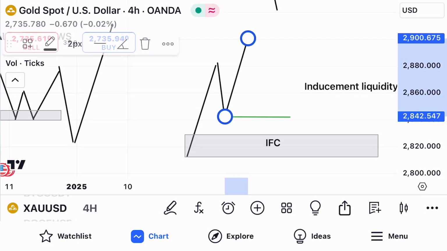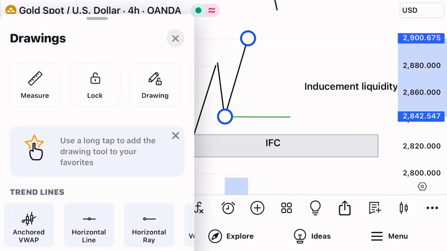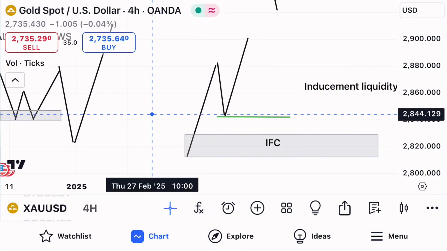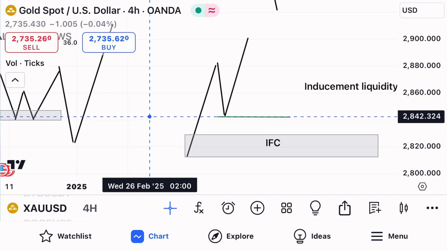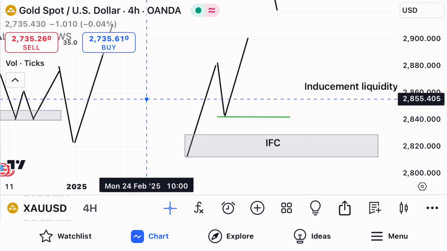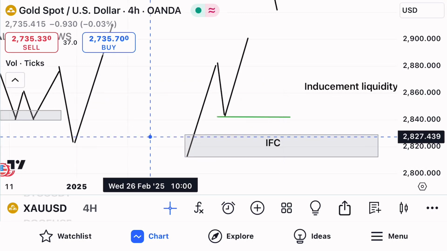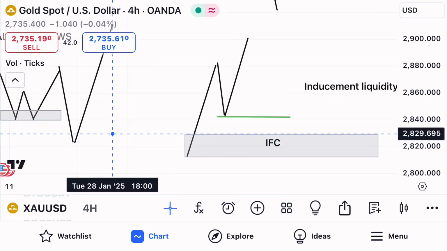Okay, moving on to inducement liquidity. Inducement liquidity is always the liquidity below or above a point of interest. This IFC is going to be your point of interest. I'll explain more in similar modules. So listen to what I'm saying now, understand what I'm saying.